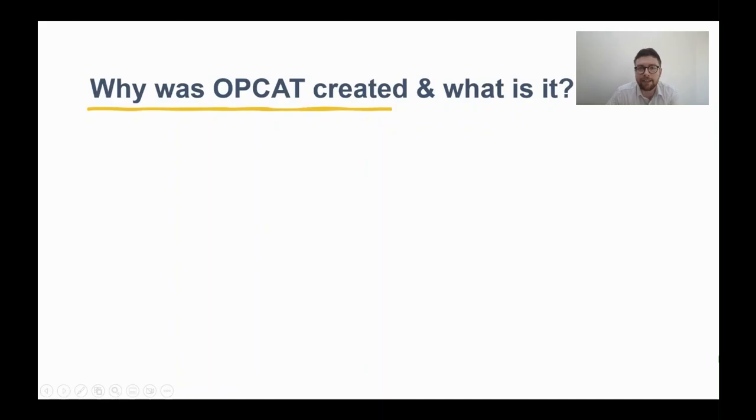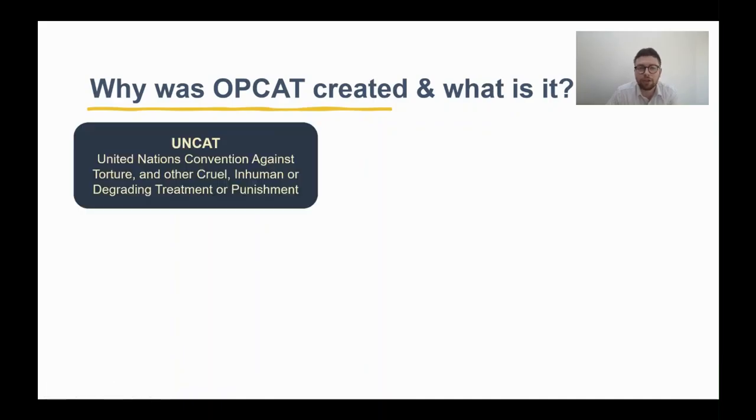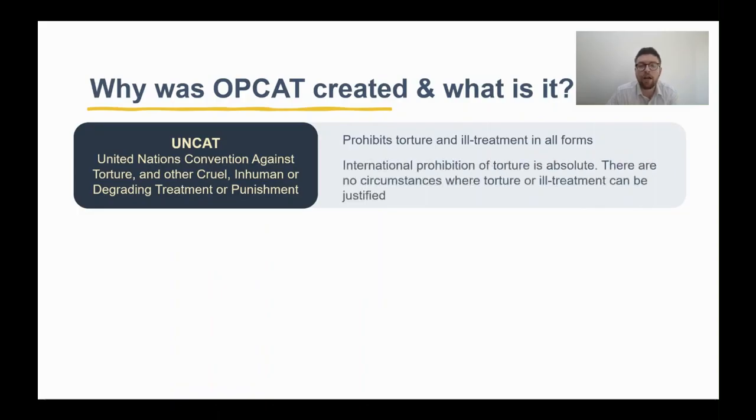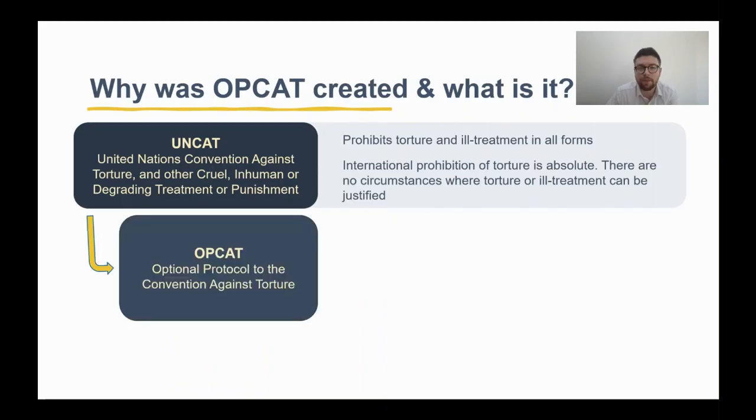Why was OPCAT created, and what is it? The United Nations Convention Against Torture and Other Cruel, Inhuman, or Degrading Treatment or Punishment, UNCAT for short, prohibits torture and ill treatment in all forms. Unlike most other rights, the international prohibition of torture is absolute. There are no circumstances where torture or ill treatment can be justified.